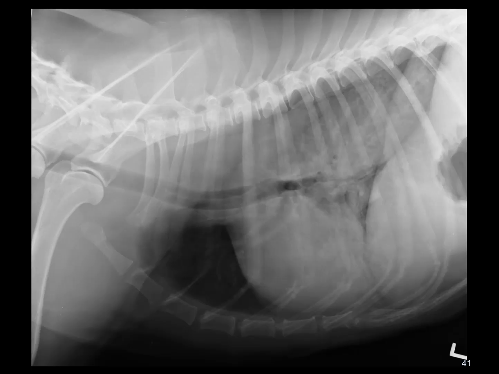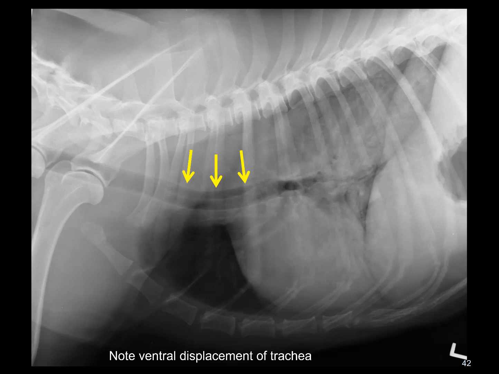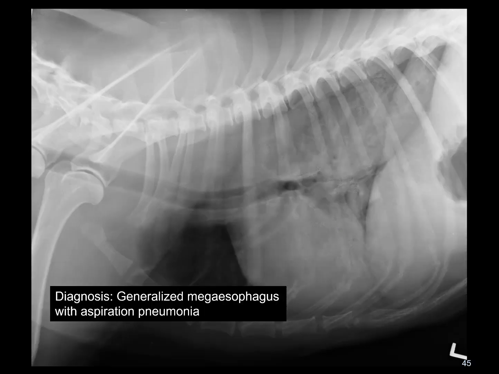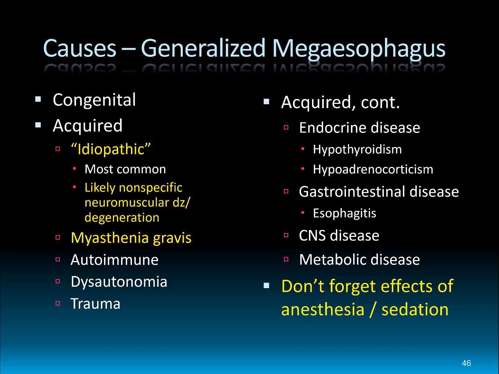Often it's gas-filled, although it can be fluid-filled or a mixture of those, and there can be some ingesta in there as well. Here's a typical appearance of a megaesophagus, where you have this broad area of potentially increased opacity or decreased opacity, depending on its fluid or gas. This is kind of a mix, resulting in ventral displacement of the trachea. So all of this is esophagus. It is profoundly distended, and this is a megaesophagus. This dog also has an alveolar pattern in the ventral lung field here, and so that would be consistent with aspiration pneumonia secondary to regurgitation from the megaesophagus. And so your diagnosis would then be generalized megaesophagus and aspiration pneumonia.